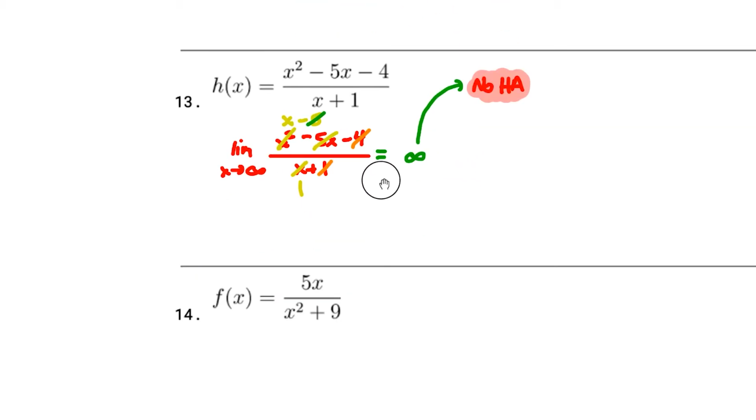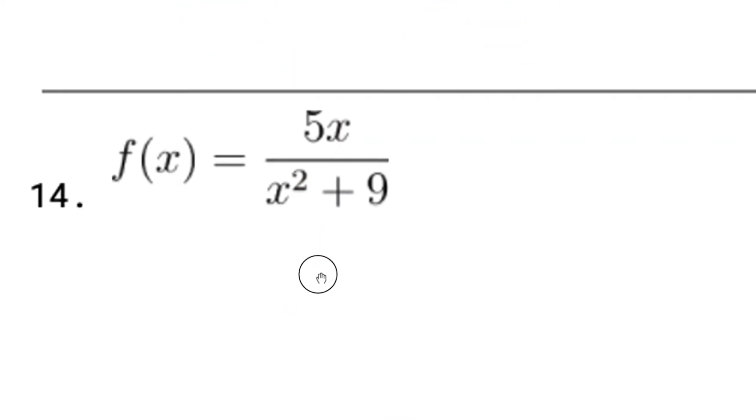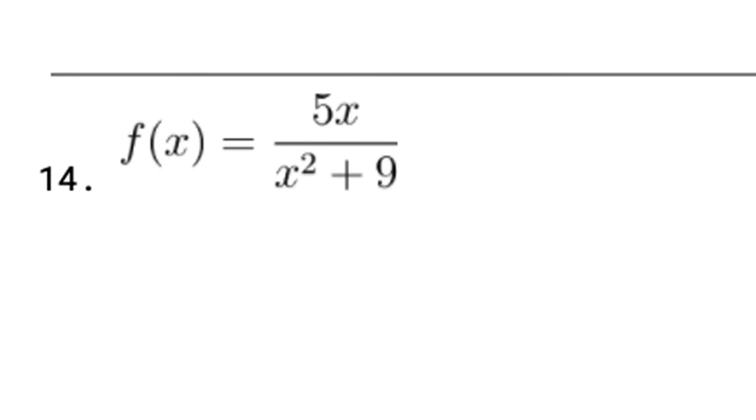Either way. Okay, 14, we have a higher degree on the bottom. So hopefully you see that right away. It's a higher degree on the bottom, so that means you should end up going to 0 because you're dividing by infinity, technically. So let's break this down algebraically so it makes more sense.